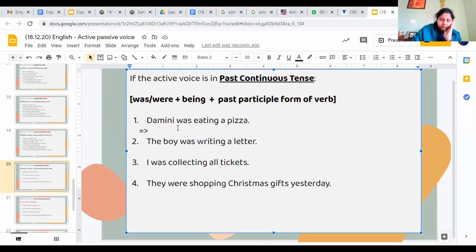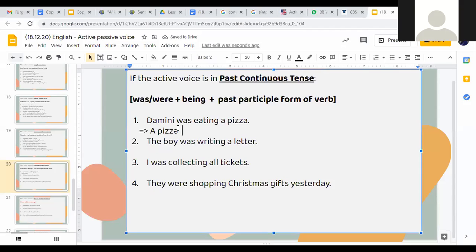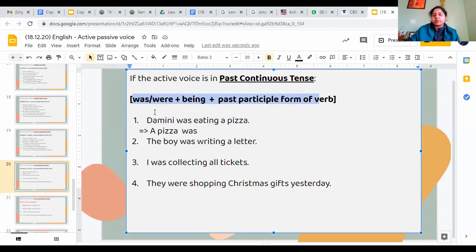Teacher, answer is a pizza was eaten by Damini. Again, look carefully and answer one by one. ठीक है? अभी object हमने सामने कर दिया. A pizza object आ गया. Then pizza singular है या plural? Singular. So we will add was. उसके बाद क्या लगेगा? Look at this bold line here, यहाँ से देख के बताओ. वॉज और वर में से वॉज लगा दिया, उसके बाद क्या आ जाएगा?